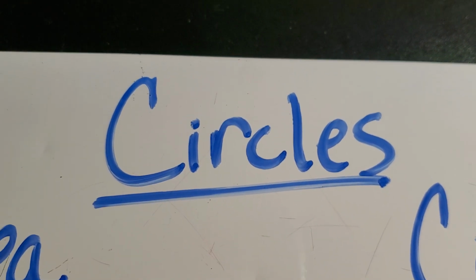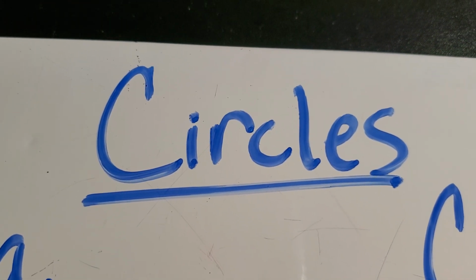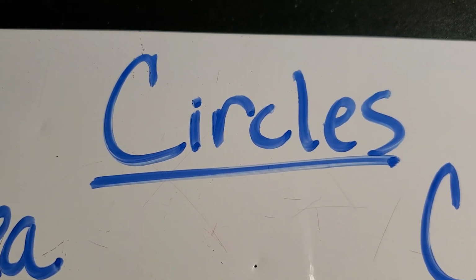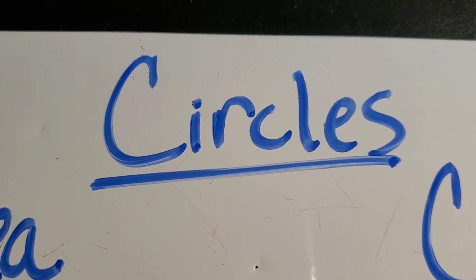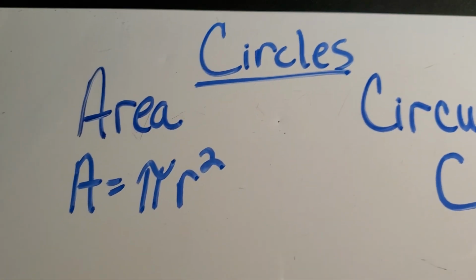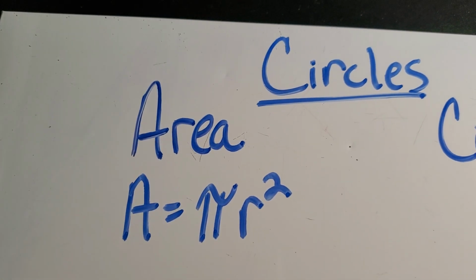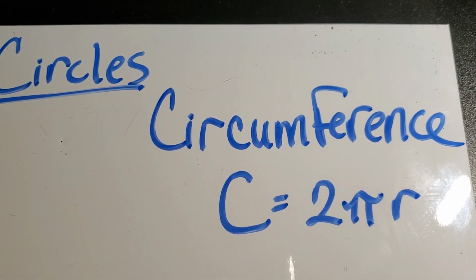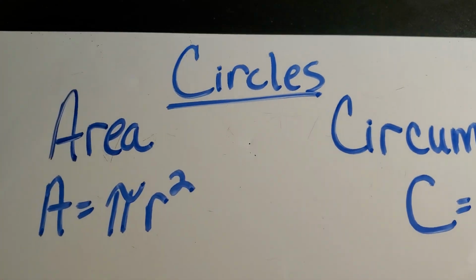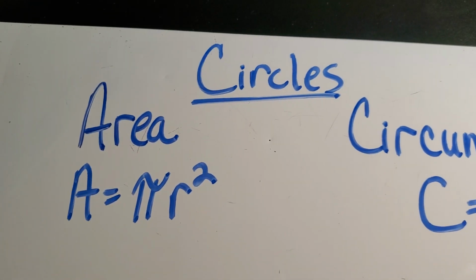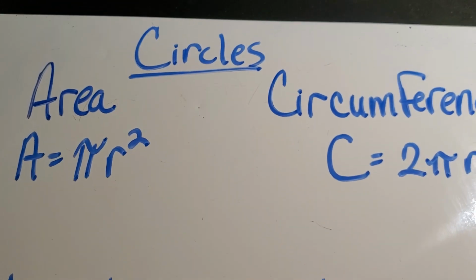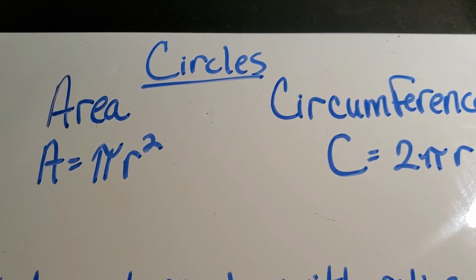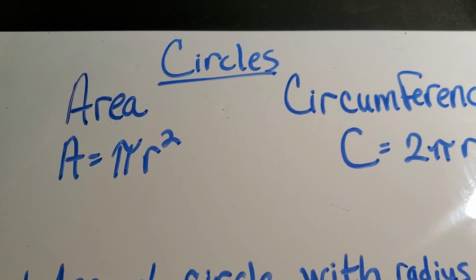Next, we are going to talk just a little bit about circles. We are going to review how to find the area and the circumference of a circle if we are given the radius. So the area of a circle is pi r squared. The circumference of a circle is 2 pi r. So when you're given the radius of a circle, you can easily find either one of those, area or circumference, just by plugging the length of the radius in for r in these equations.